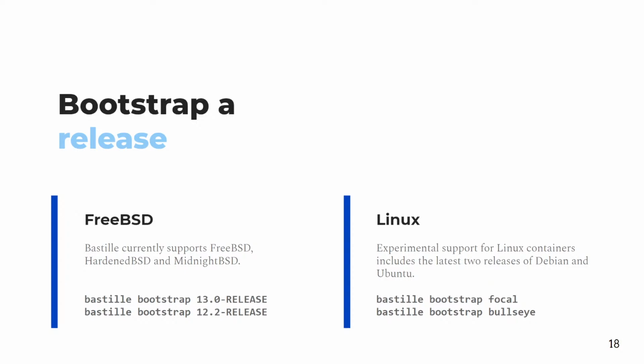Okay. Again, here are some example commands for bootstrapping a release. We support FreeBSD and experimentally some Linux containers. Also HardenedBSD, of course, and MidnightBSD. So to bootstrap these, I would do bastille bootstrap 13.0-RELEASE, and it would grab 13.0-RELEASE for me based on the bootstrap archives I have configured. Download those pieces, extract them into the release directory, and get me set up to build containers.